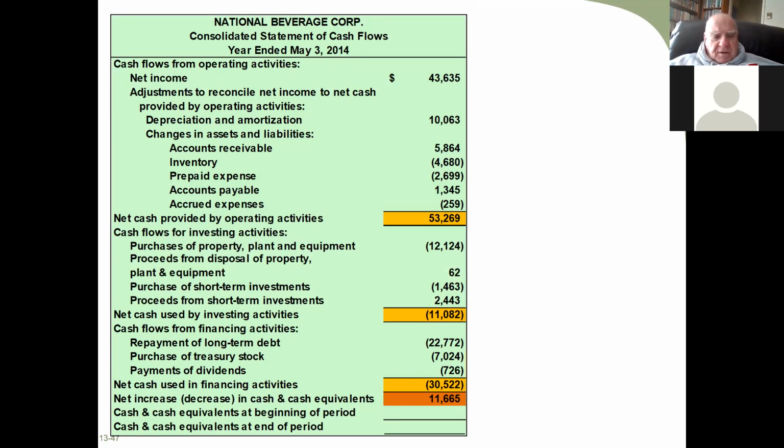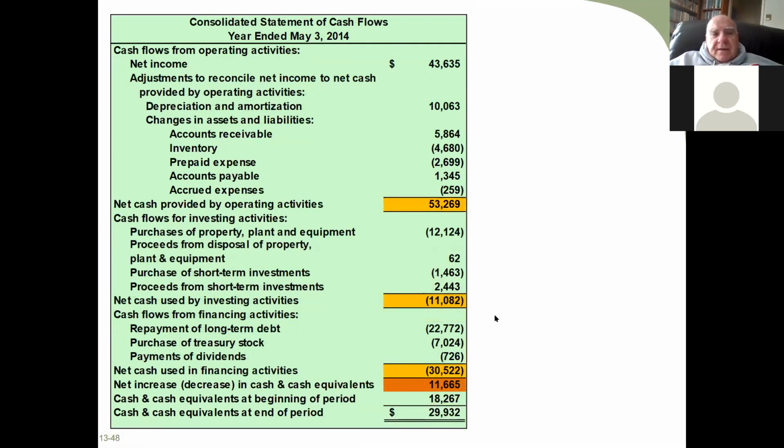Remember, the cash went from like 19 to 18 something to 29. That is the difference in the cash. So if we've done everything correctly on this cash flow statement, starting from net income all the way down to the 11,665 number, that 11,665 should equal the difference between the cash at the beginning and the end. It's right in front of me here, right?